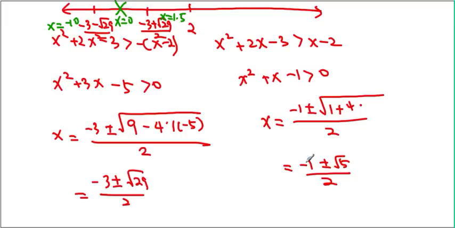Now, negative 1 minus square root of 5 over 2 will be definitely a negative number. So therefore that wouldn't apply to our interval, which is greater than 2. How about the second one? Negative 1 plus radical 5 over 2. Radical 5 is about 2 point something. Subtracting 1 will make 1 point something, divided by 2 will be 1 point something. So both of the values will not be part of our interval right over here.